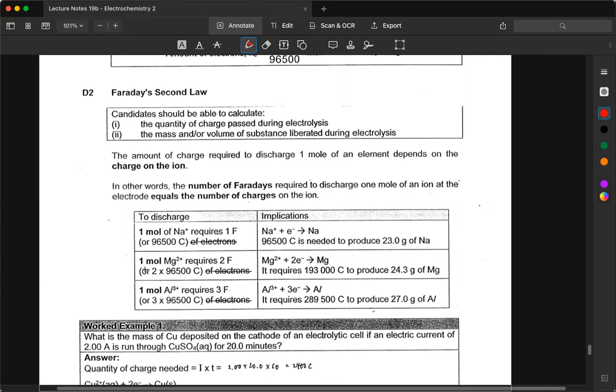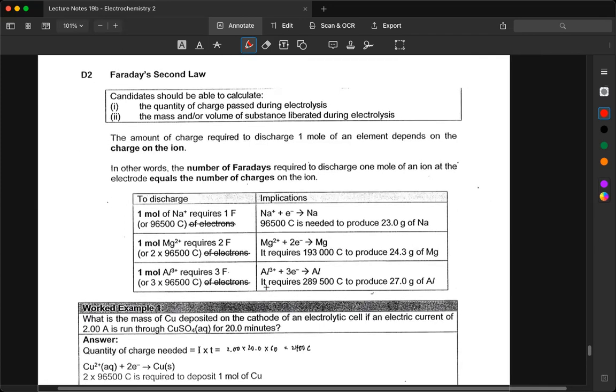193000. Why? Because magnesium is 2+, so you need to times 2. If aluminum 3+, you need to times 3 for 1 mole of aluminum, because if you look at the half equation, it is 1:3. So you need more amount of electrons for 1 mole of that metal to be deposited.